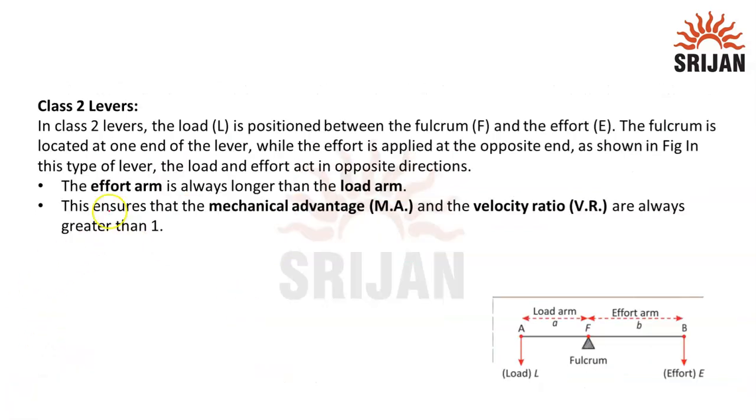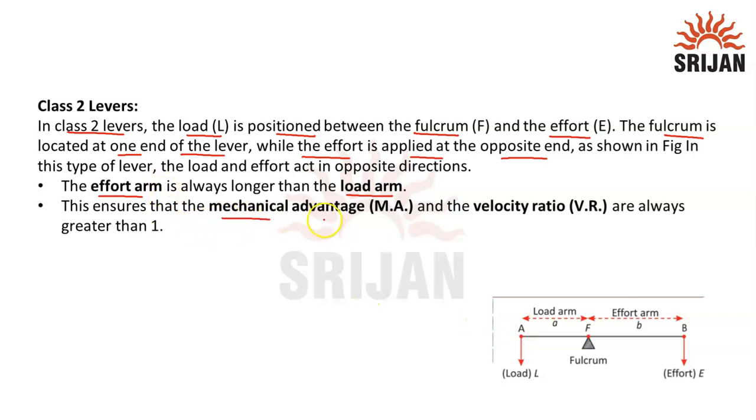Next is the class 2 lever. In class 2 levers, the load is positioned between the fulcrum and the effort. The fulcrum is located at one end of the lever while the effort is applied at the opposite end, which is shown in the figure. Now, in this particular case, the effort arm is always longer than the load arm. We can also see that in the picture here. The fulcrum is still in between the load and the effort. Actually, we can't say exactly in between. It is positioned somewhere in the line that joins A and B. However, the effort arm is longer than that of the load arm.